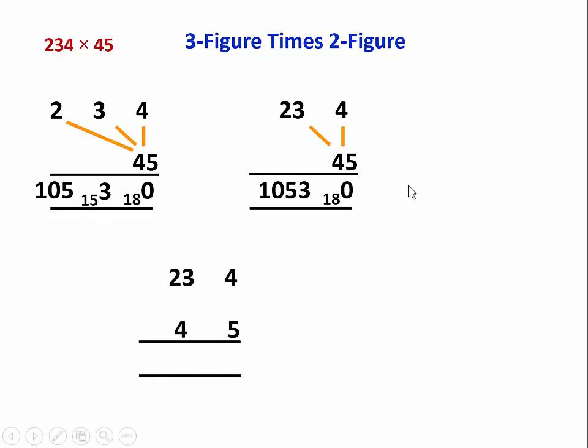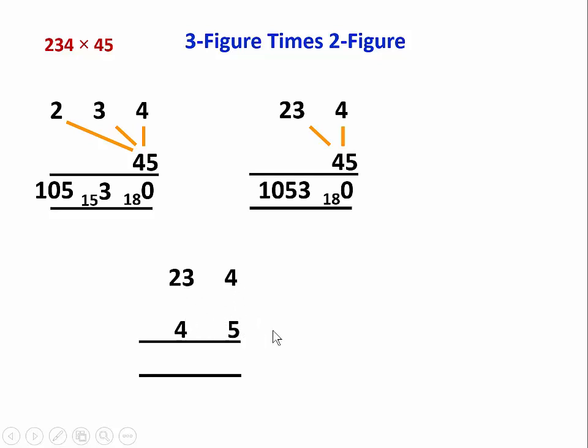Let's try another arrangement here. We can group the 23 together as a single unit, and the 4 there, and then the 4, 5. So we're going to use vertical, crosswise, vertical here. That's the vertical, then the crosswise, and then the vertical.